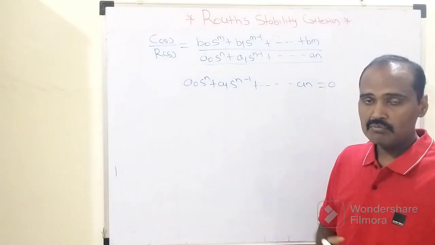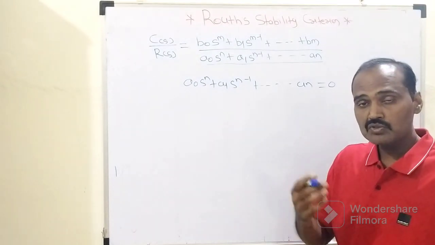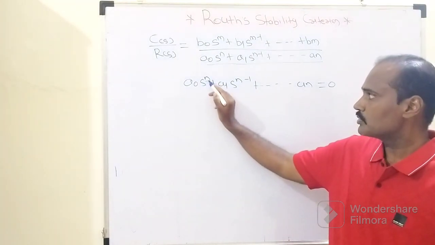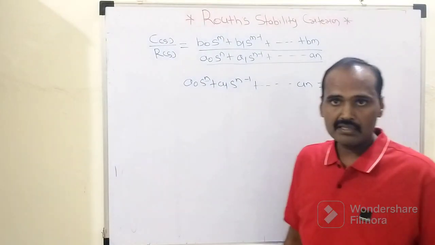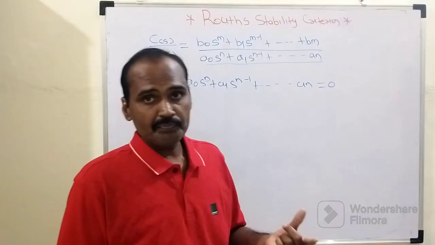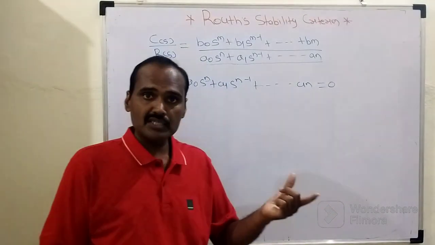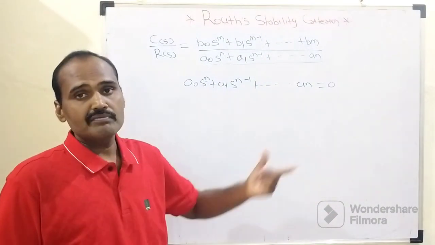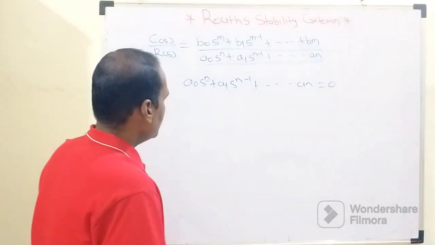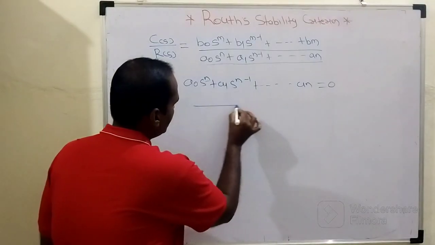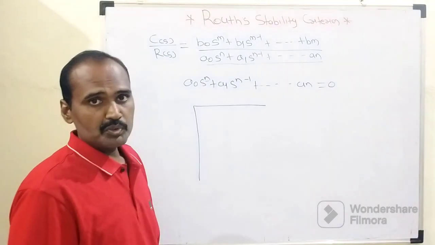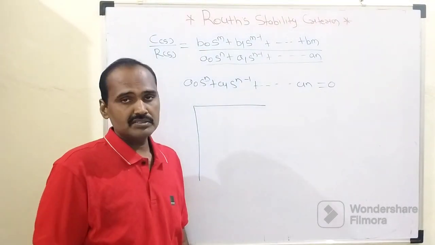So the size of the Hurwitz matrix depends upon the highest power of the S term. Here the highest power of S is n, so we need to declare an n cross n Hurwitz determinant. But as the power of S increases, the overall complexity of the Hurwitz criteria also increases. So in order to remove that, we need to declare such a Routh array, and we are supposed to define the elements of this Routh array.